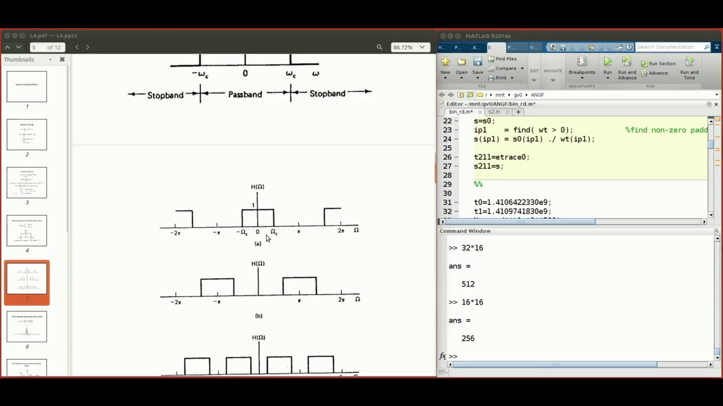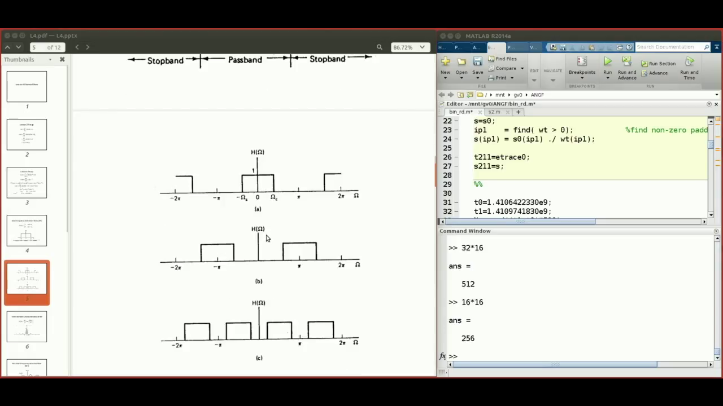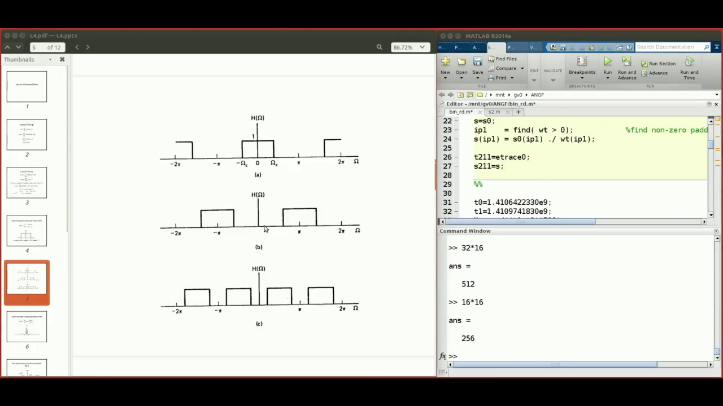So now let's look at high-pass and band-pass filters. One thing from lesson 3 that we can think of is that big H of omega, the Fourier transform of an aperiodic signal, is actually periodic, and it has a period of 2 pi.